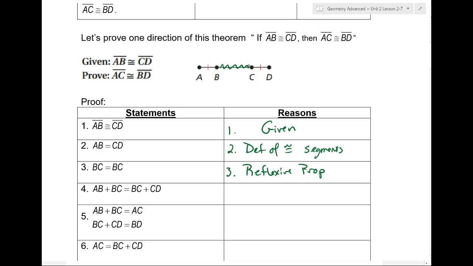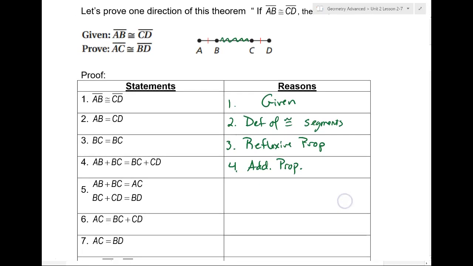But notice, what did I now do with steps 2 and 3? Did I add BC to both sides on step 2 to get a new equation? So didn't I just do the addition property? Oh yeah, I just added it on. So I had my addition property.